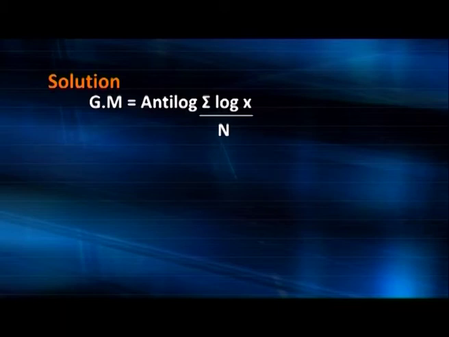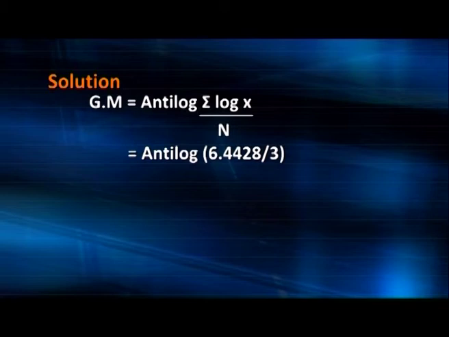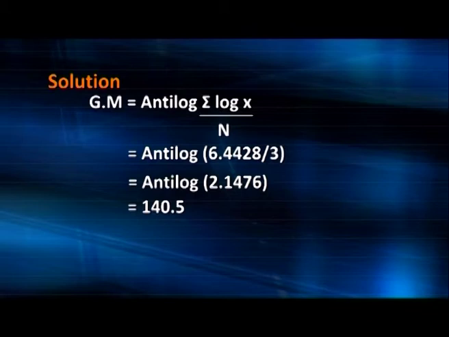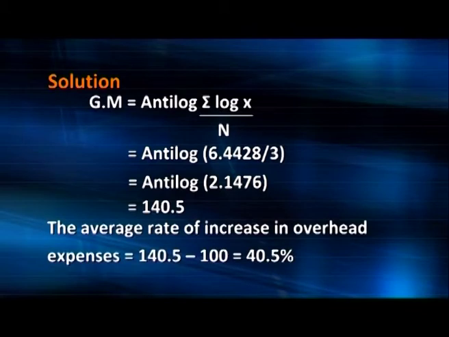We will now calculate the geometric mean using the formula. That is, the geometric mean is equal to the antilog of the total of logarithm of the x variable, that is 6.4428 in this case, divided by 3, the total number of data, which is equal to antilog of 2.1476, which is equal to 140.5. Therefore, the average rate of increase in the overhead expenses is equal to 140.5 minus 100, which is equal to 40.5%.